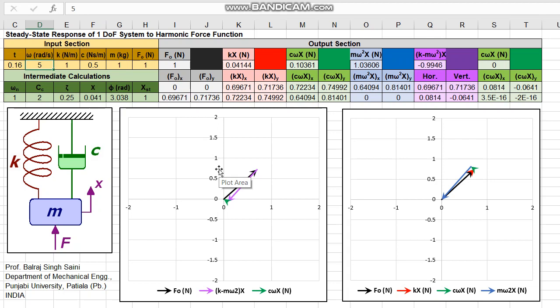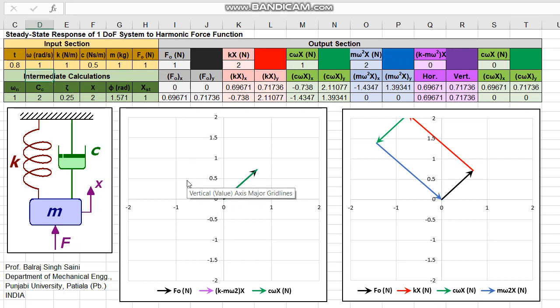And because this inertia force is always opposite to the spring force, see, this is the inertia force, this is the spring force. So in the figure drawn on the left, I have just subtracted the inertia force from the spring force. So instead of a quadrilateral, we get a triangle here. So that gives another insight into how these forces are going to behave.